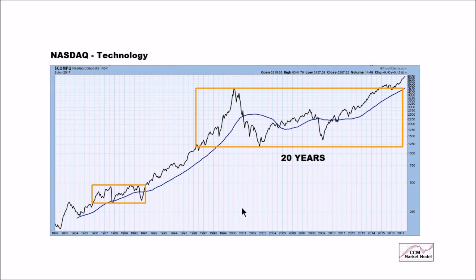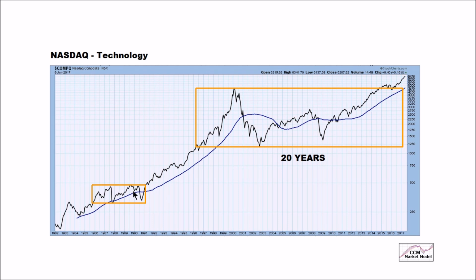Technology had a rough day on Friday, but our focus is much, much longer term. Why? Here's that long-term consolidation box. This is the look of the monthly chart after that rough day on Friday. This is as of the close on June 9th, 2017. We still have that bullish breakout.